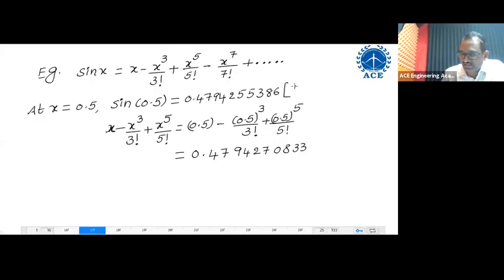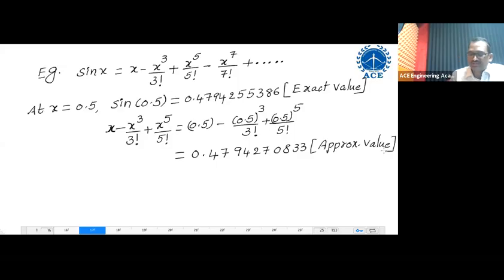So this is the exact value: sine of 0.5, whatever answer you get, that is the exact value. This is the approximate value. How can you say this is the approximate value? Because you have taken x is equal to 0.5 in the first 3 terms only. You did not substitute x is equal to 0.5 in each and every term of the infinite number of terms. That's why that is not the exact value, that is approximate value only. Truncation error.